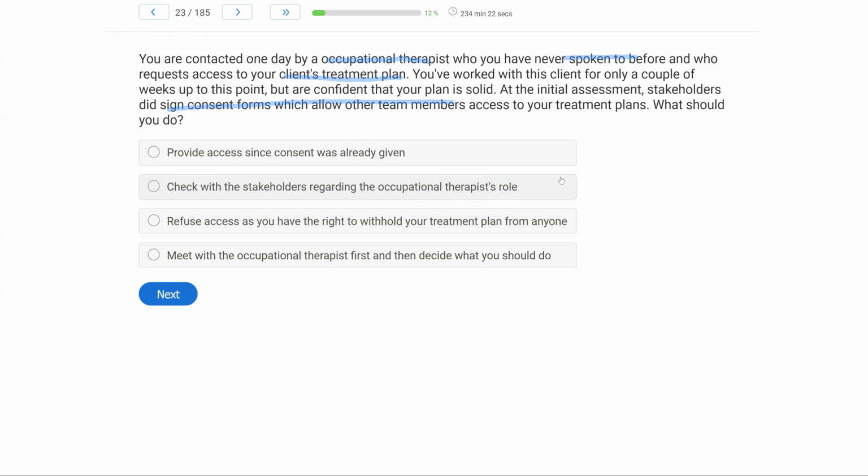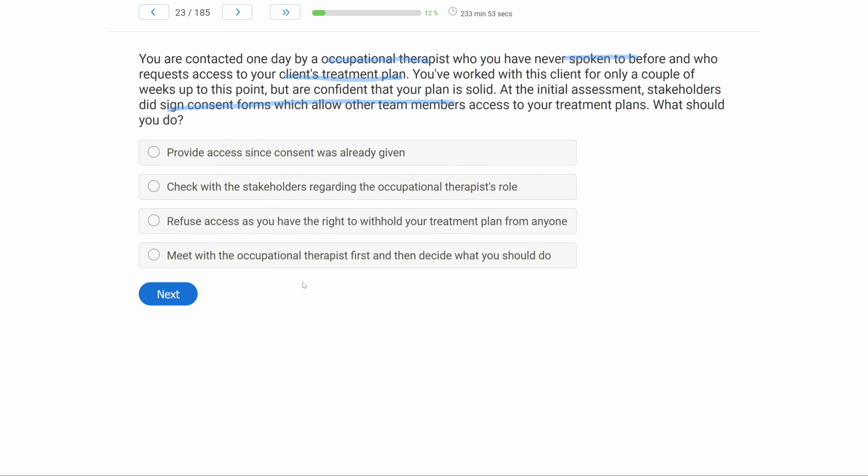Yes, it's a simple request. You ask the parents, is this a team member? Can I give them access? They say yes, give them access. C, refuse access if you have the right to withhold your treatment plan from anyone. Not necessarily. If the stakeholders want you to share your treatment plan and it's part of the consent forms, then you should share your treatment plan with the OT. The stakeholders are part of that plan as well.